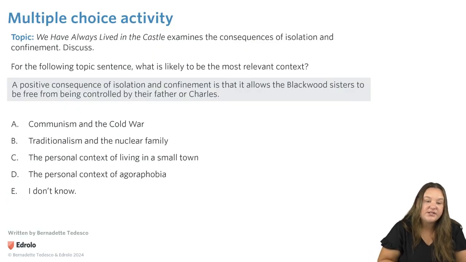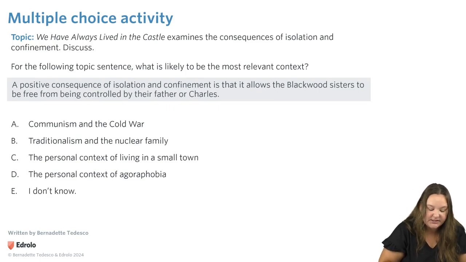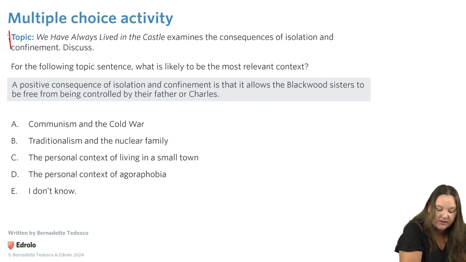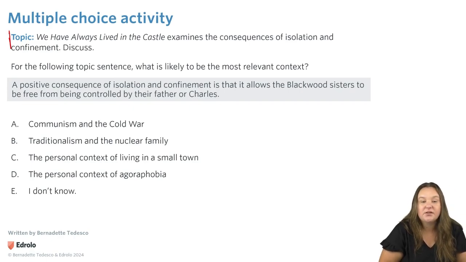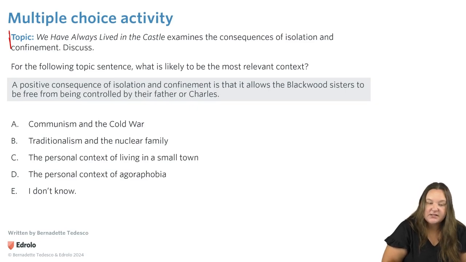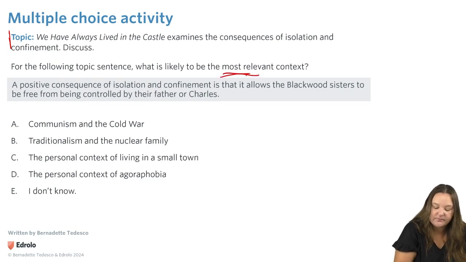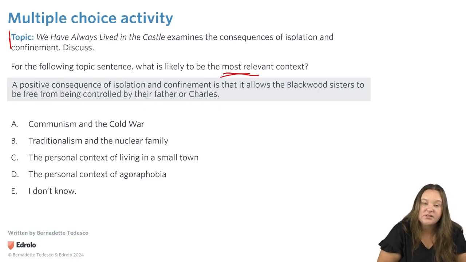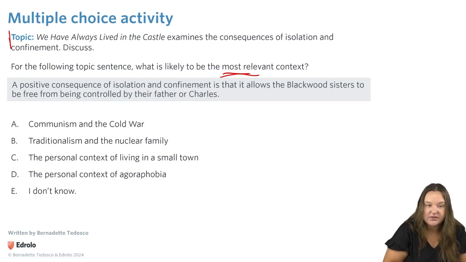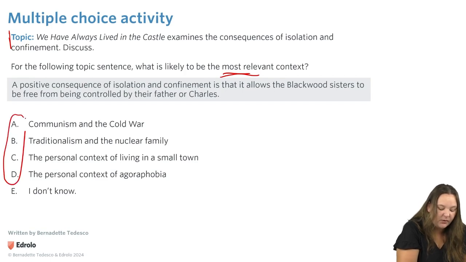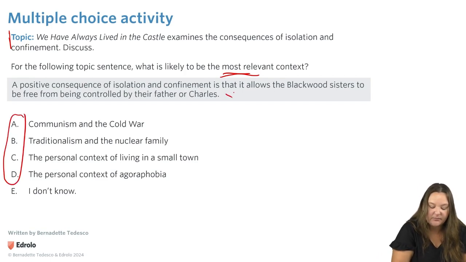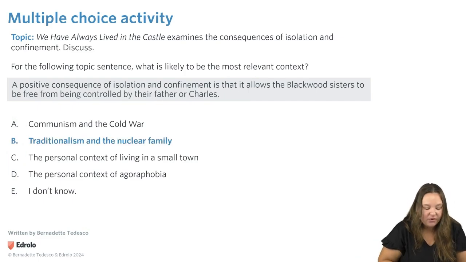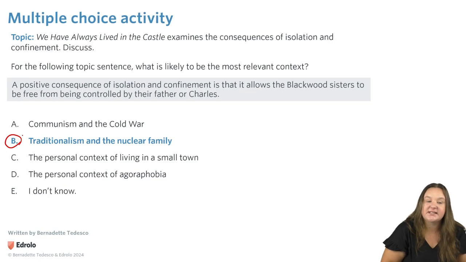I'd like you to have a think about which is the most relevant context for this idea. So it's the same essay topic: We Have Always Lived in the Castle examines the consequences of isolation and confinement, discuss. This is the topic sentence, and I want you to think about what's the most relevant context. A positive consequence of isolation and confinement is that it allows the Blackwood sisters to be free from being controlled by their father or Charles. Okay, so have a look at these different context statements and think about which one is the most relevant to this topic sentence idea. Okay, hopefully you were able to identify B as the correct answer.